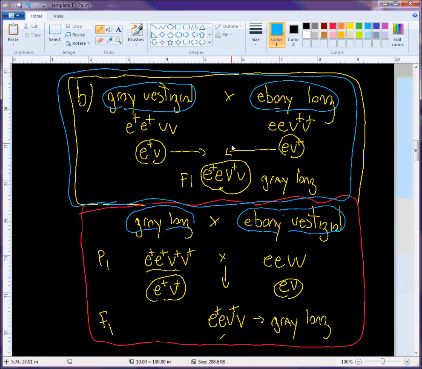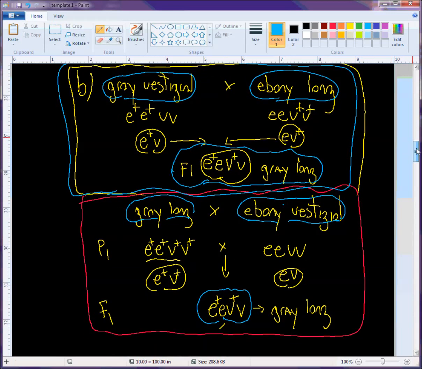And so the P1 is a little different, and the gametes the flies make are a little different, but the F1 generation is the same. So the F1 flies are heterozygous for the E and V alleles here. So we have an E plus and an E and a V plus and a V in the F1 generation of part B. And the same thing down here in the F1 generation, we have an E plus and an E and a V plus and a V. So the F2 generation is going to be identical in both cases.